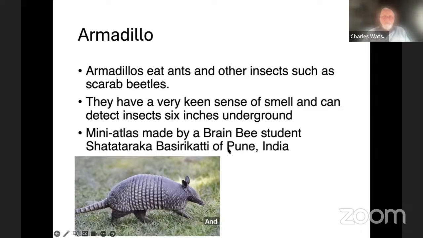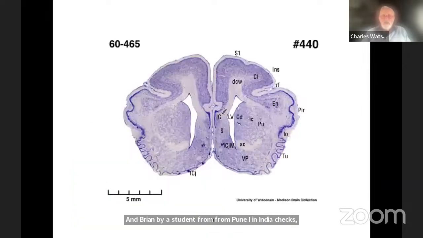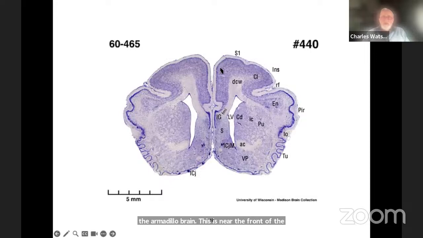Brain Bee student from Pune in India, Shatataraka Basarakati, has made a very nice mini atlas, and I'm going to show you one of the pictures from that now, of the armadillo brain. This is near the front of the armadillo brain, and the first thing you'll notice compared with the pocket gopher is that the amount of neocortex is not very great. Nearly the whole of its cortex is devoted to the olfactory areas, to the piriform cortex and to the olfactory tubercle underneath, as it swings around. So there's a little bit for the insula and the somatosensory cortex, but they don't have much room for the other major bits of neocortex that are there.